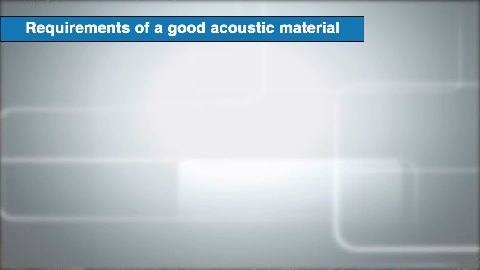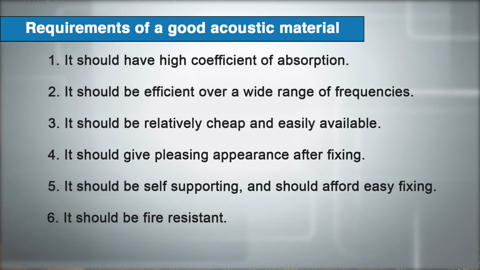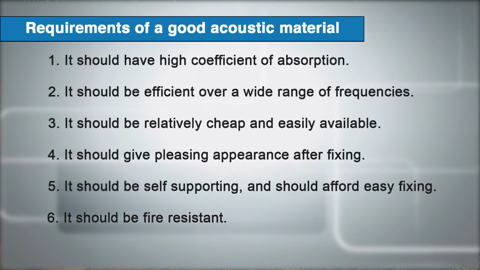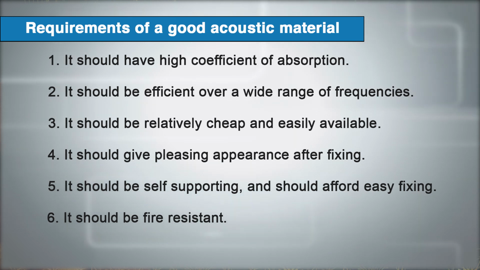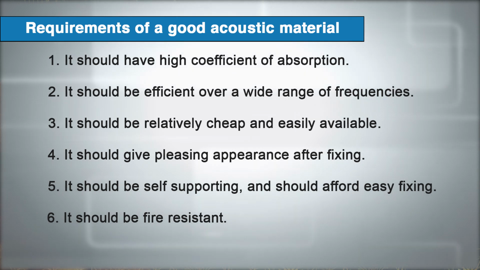Now, we will see what are the requirements of a good acoustic material. Let us see one by one. Firstly, it should have a high coefficient of absorption. It should be efficient over a wide range of frequency. It should be relatively cheap and easily available. It should be of pleasing appearance after fixing. It should be self-supporting and should afford easy fixing.